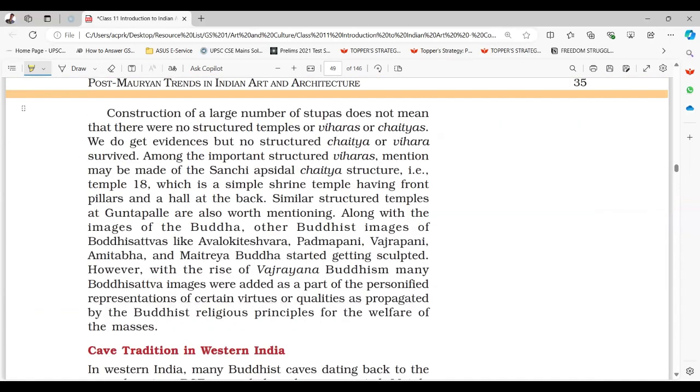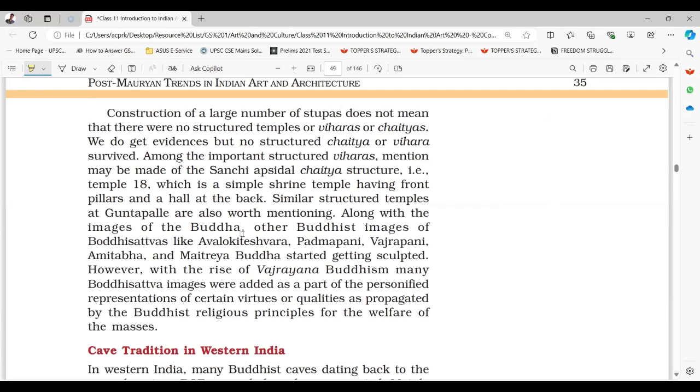Construction of a large number of stupas does not mean that there were no structured temples or viharas or chaityas. We do get evidence, but no structured chaitya or vihara survived. Among the important structured viharas that may be mentioned is the Sanchi apsidal chaitya structure, that is Temple 18, which is a simple shrine temple having front pillars and a hall at the back. Similar structured temples at Gundapalli are also worth mentioning.